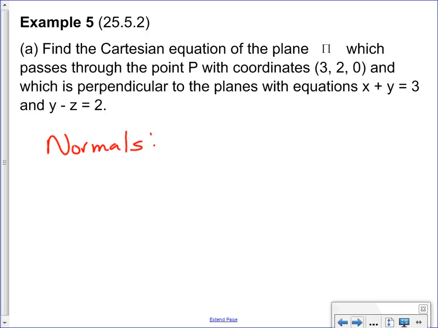Right. We have normals. What are our normals? 1, 1, 0, and 0, 1, negative 1. So as the genius over there was saying, take the cross product, right? Take the cross product. So a vector perpendicular.